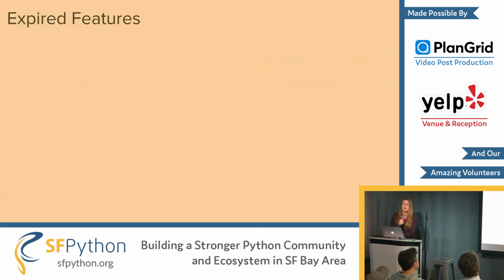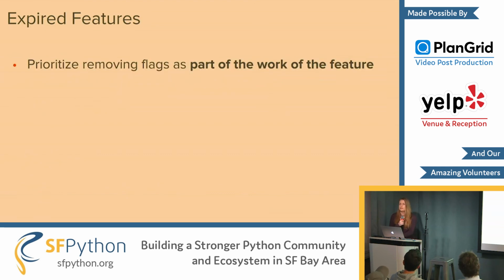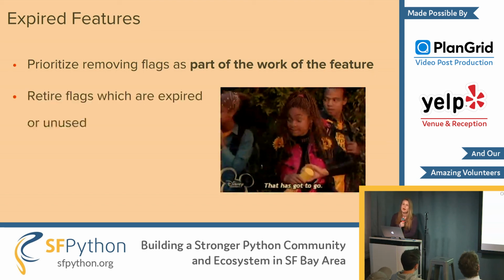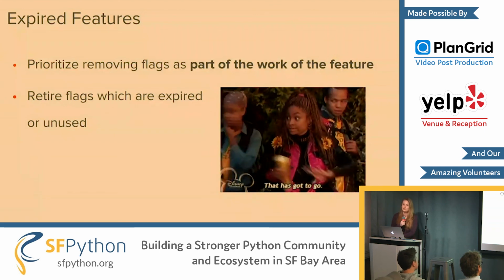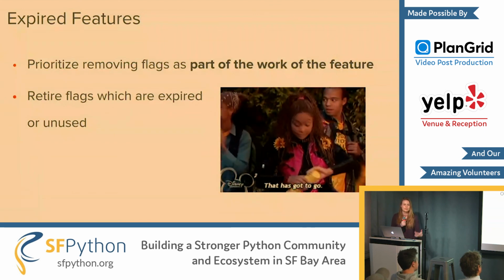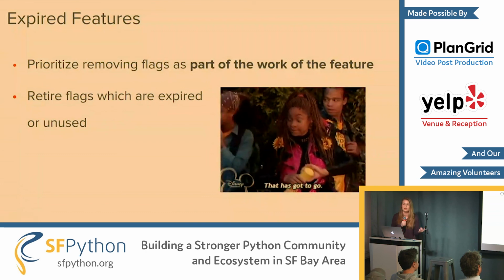Cool. So now let's talk about expired features. When do they need to come out? We're going to try to prioritize removing flags as part of the work of the feature, so saying the feature is not done until the feature flag has come out. That's pretty important for getting this work prioritized. And then you're going to want to retire flags which are expired, or also if they're unused. That's where visibility really comes into play. If you know flags are never being used, you can take them out.